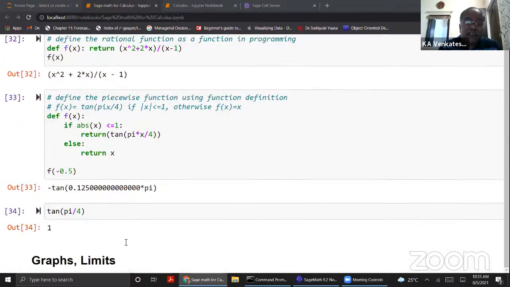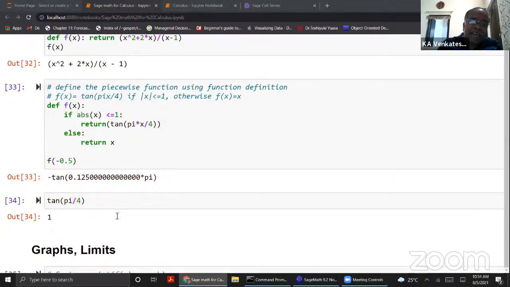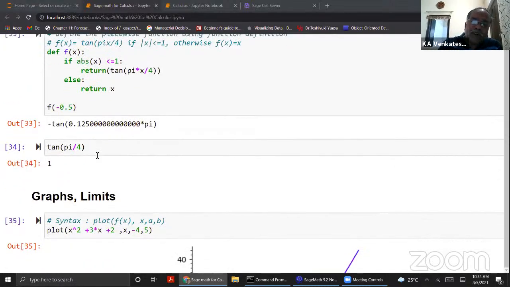This has not given the value because I have not installed certain functions, so packages. Therefore, you are going to get the standard thing, tan pi by 4.